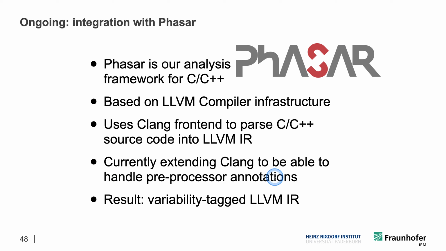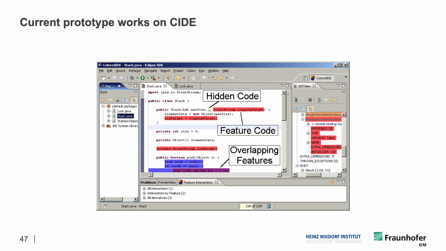Yeah, we have extended Clang actually to be able to handle preprocessor annotations. And the result is then basically a variability tagged LLVM IR. I will still be showing you a couple of examples of this later. That's what we are doing now. But back then we were rather using this feature IDE that you see here.